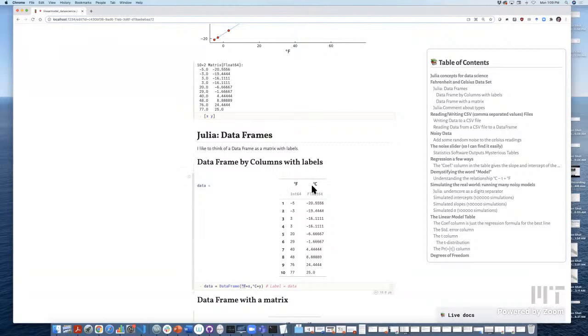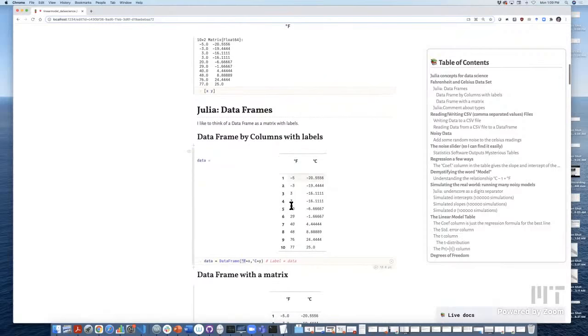The other thing you can notice is that for a data frame, columns can have different types. Here in this array, everything's a Float64. The integers that were on the x-axis got converted to Float64s. Here, the Fahrenheit remains integers. The centigrade is Float64. So you could have different types, and that could be handy. Okay, so that's a data frame.